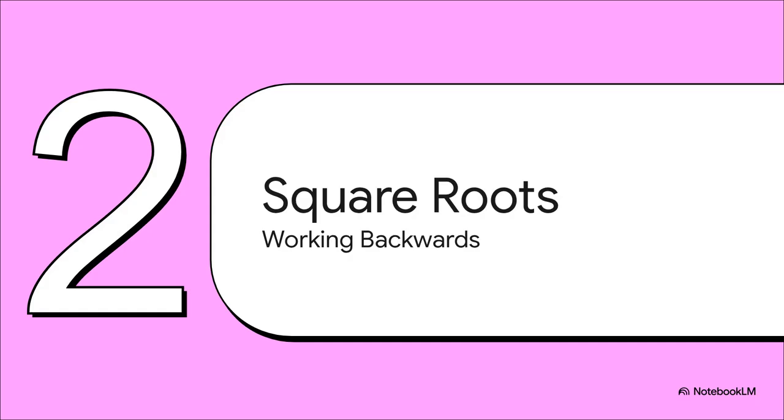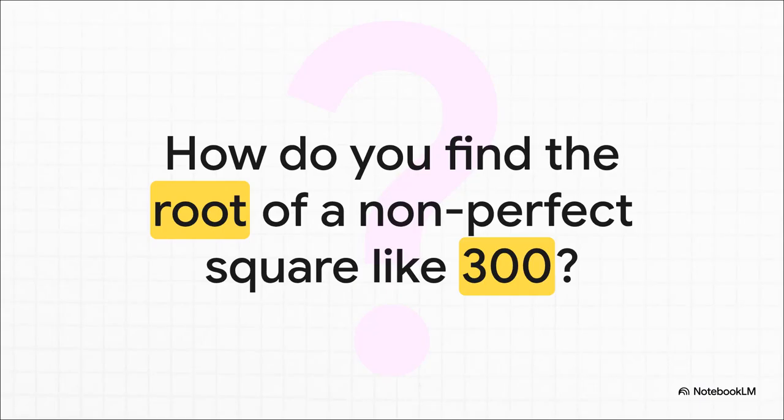All right, so we know how to build a square, but what if we want to go the other way? Reverse the process? That's where square roots come in. It's all about learning to work backwards. Finding the square root of, say, 36 is easy. It's 6, right? But what about a number like 300?